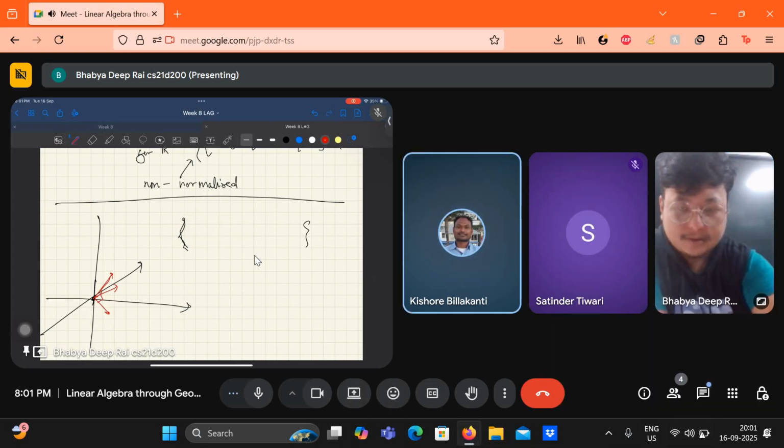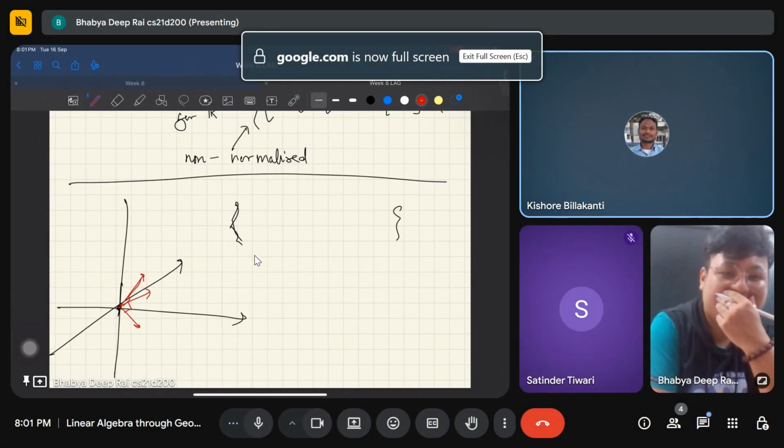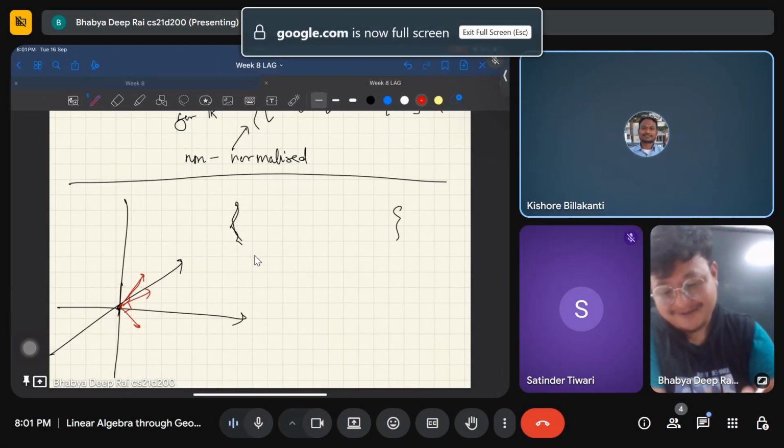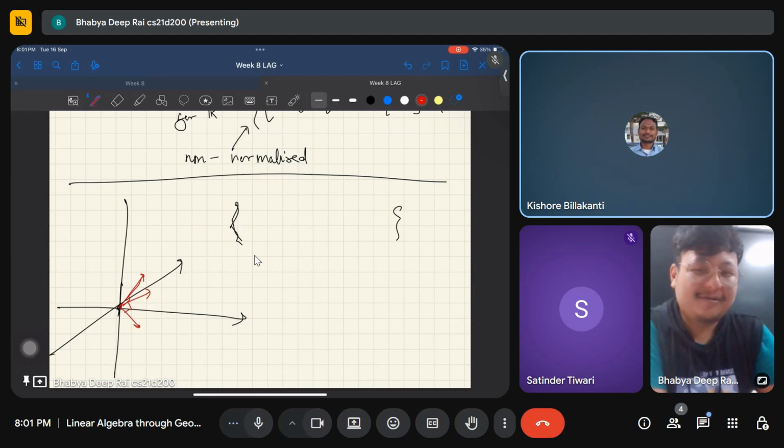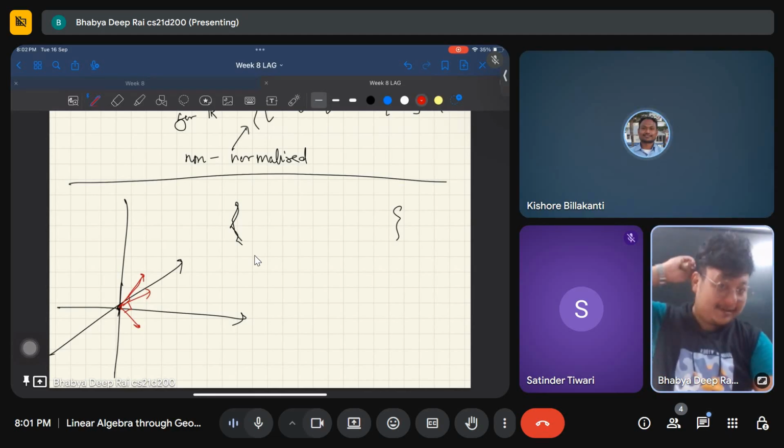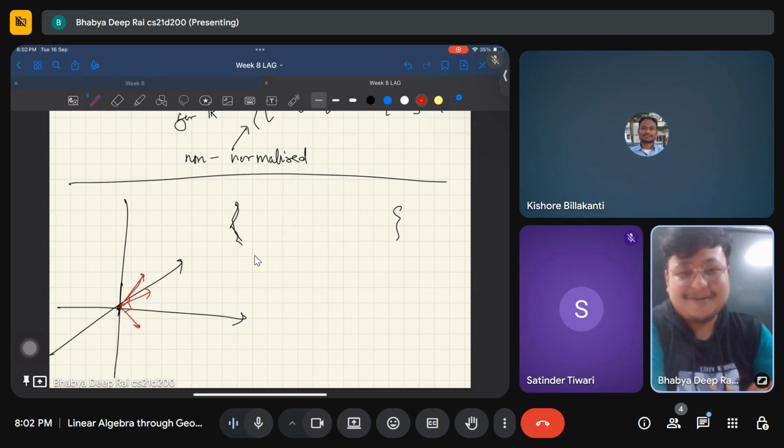Something like orthogonal. I don't remember the exact name. Yeah, I missed it. Orthogonal projection. Not projection, orthogonal vectors. Okay. But more specifically, the cross product.